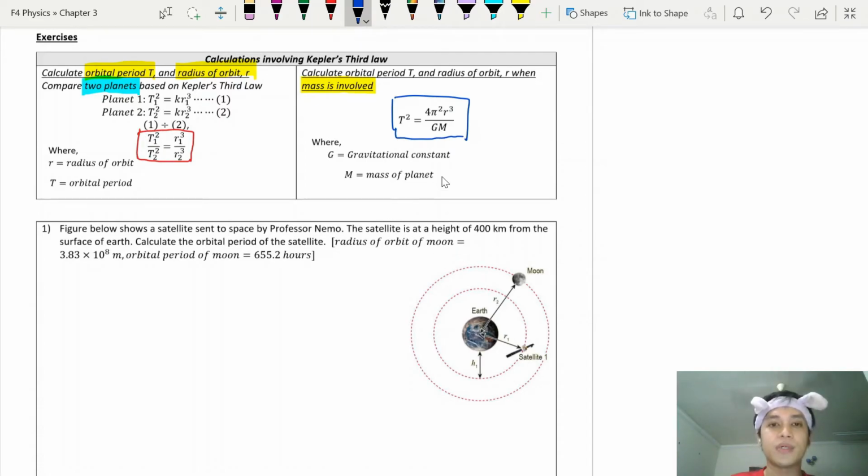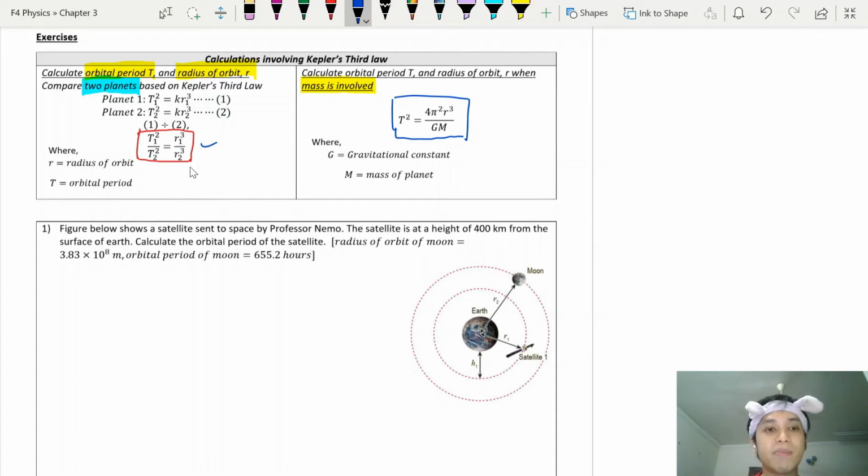Alright, meaning they give you the orbital period, or they give you the radius, and they give you the mass of the planet. Then they want you to calculate the orbital period, then you use this formula. If you see here, there is no mass here. Meaning in this first equation, the mass of the planet is not required in order for me to calculate T and R, because I'm using the third law to derive the equation, the fraction here. So easier said, if the question does not mention anything about mass, and they want you to calculate the orbital period or the radius, you use this formula.